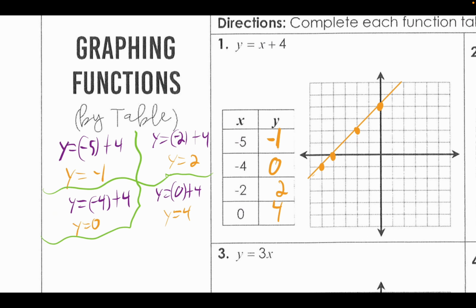And because you could continually plug in more and more x values and get more y values out, we put these arrows on the line, showing that it could go forever.